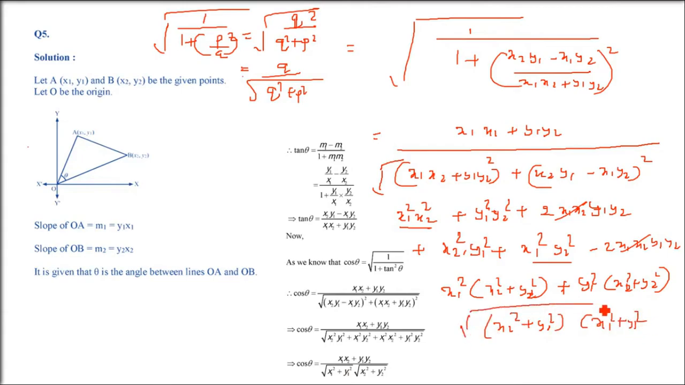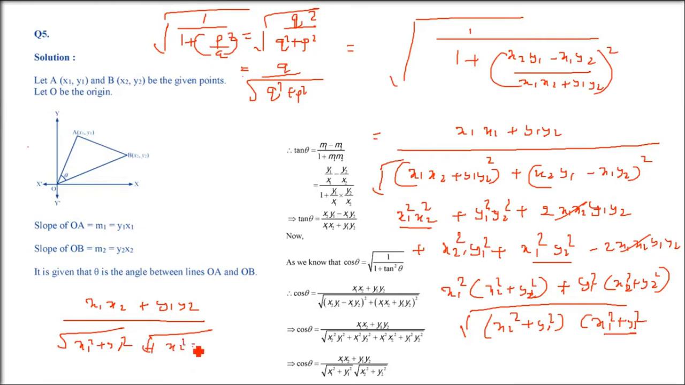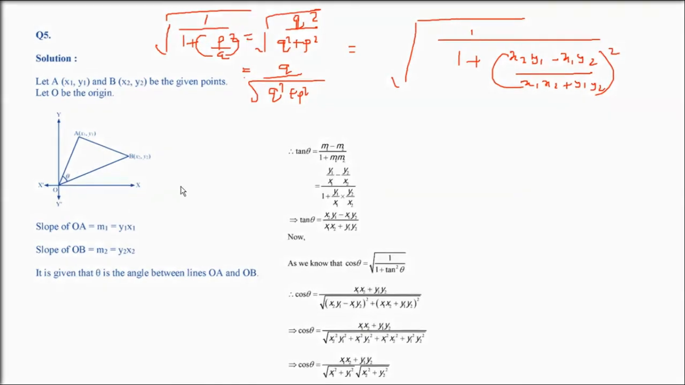And since this was under root, what is the final answer? x1 x2 plus y1 y2, and in the denominator we got under root, you can separate them also. x1 square plus y1 square, and here you have x2 square plus y2 square.